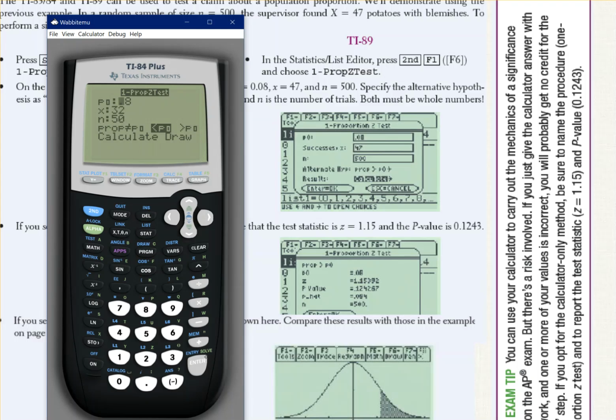In our basketball example, the null hypothesis was that he makes 80%, so p naught was 0.8. In our sample of size 50, so n equals 50, he made 32 shots, so x equals 32, and we want to know the probability. We think he probably makes less than 80% of his shots, so I'm going to say less than p naught. I go to calculate, and notice everything that it says there.